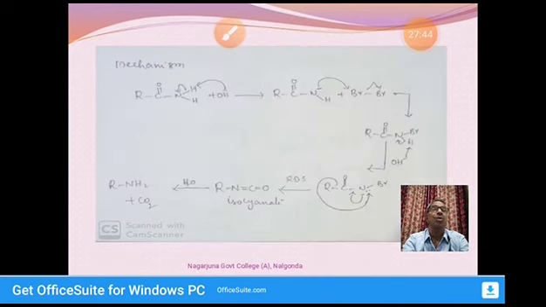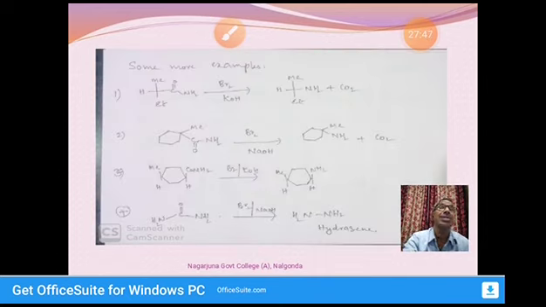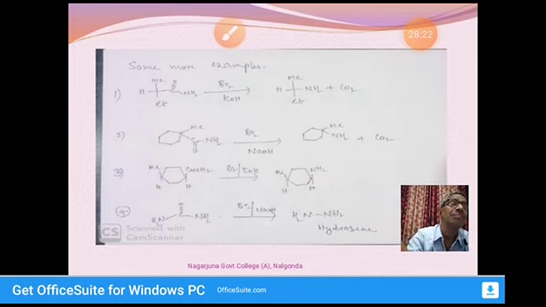So in Hofmann bromamide reaction, what happens? Amides are converted into primary amines. It is a degradation reaction. We are losing one carbon as CO2. It's also a reduction reaction. Why? Because we are losing oxygen. We can prepare aromatic as well as aliphatic amines in this reaction. If you take benzamide, we get aniline. So aliphatic as well as aromatic amines we can prepare.